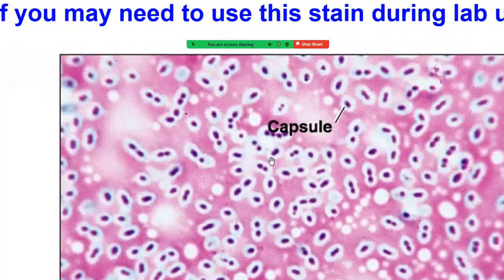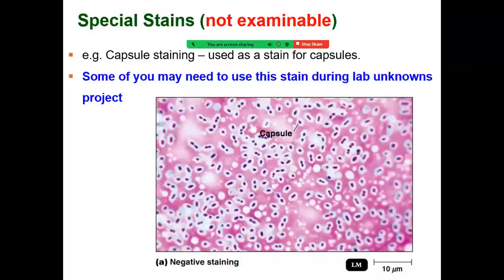Probably what happened is there's two there and there's only one around it. Probably one of them lost it. It might be that one there. Any question about any of that?